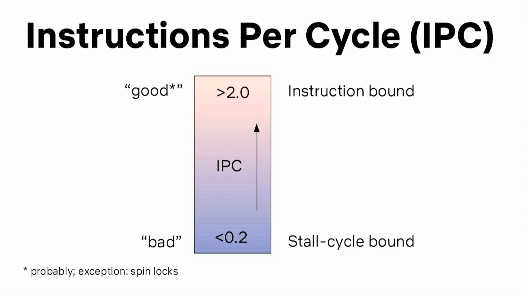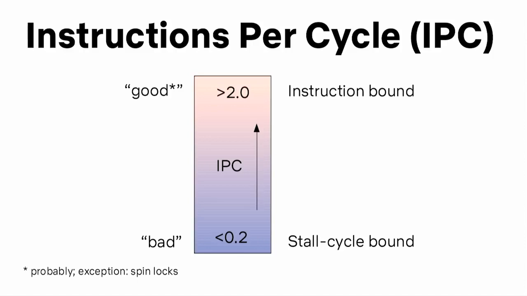You can actually go beyond 1.0 because we have a superscalar architecture, and the CPU decomposes instructions into micro-ops and can retire more than one at once. So we can go up to 4.0 on a 4-wide processor. But just to give you an idea of a spectrum, if you're over 2, that's good. You're retiring instructions really quickly. If it's less than 0.2, that's really bad. You're stalled on main memory.